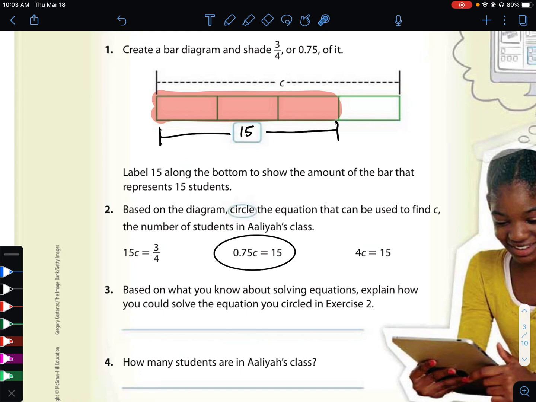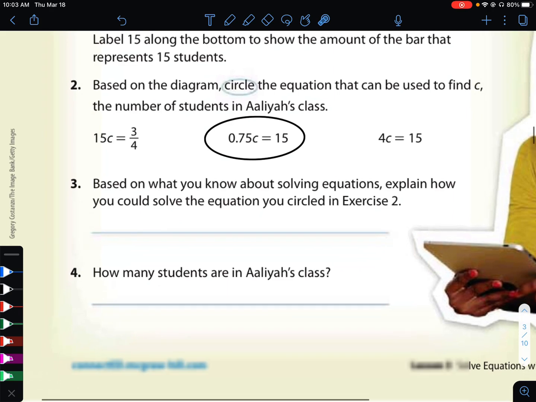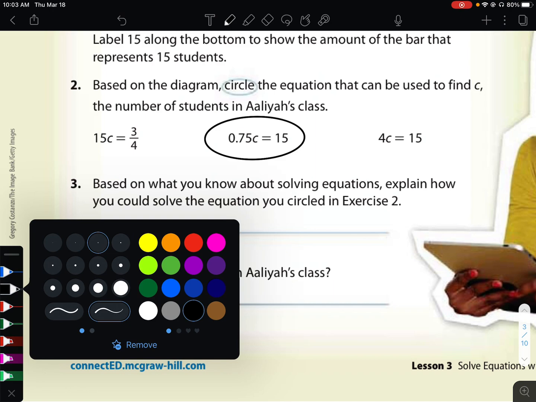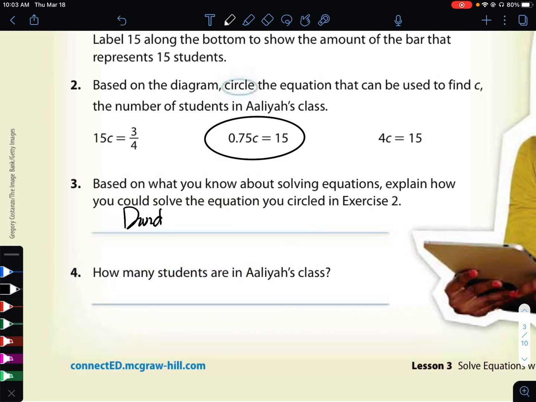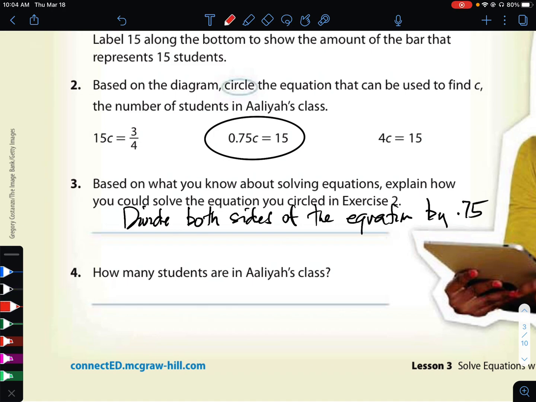Based on what you know about solving equations, explain how you could solve the equation you circled in exercise 2. Again, using what we learned from the last lesson, since this is a multiplication equation, we use the division property of equality. So we divide both sides of the equation by 0.75. Basically divide this by 0.75, divide that by 0.75.